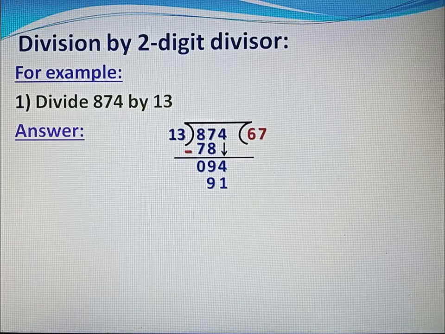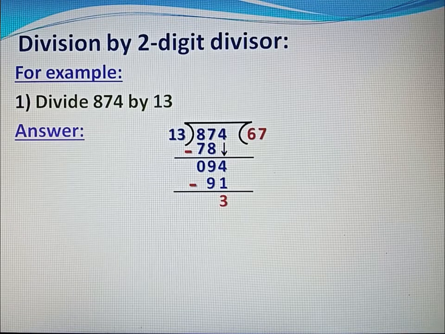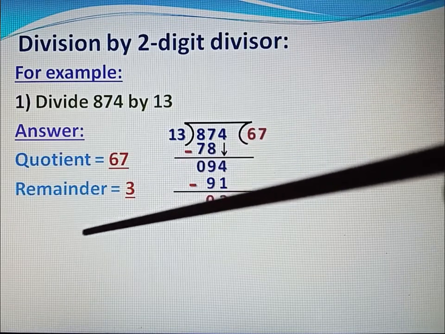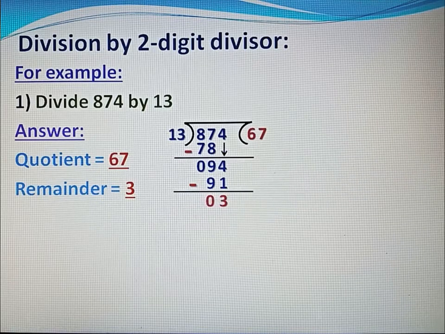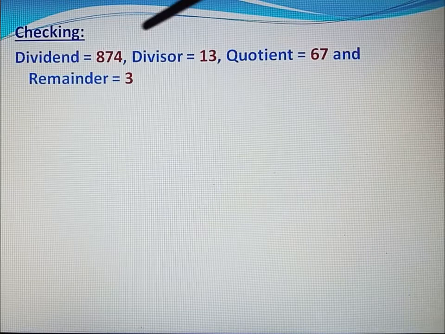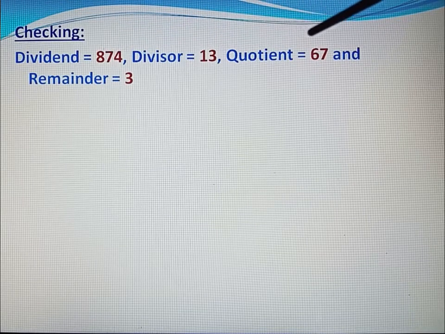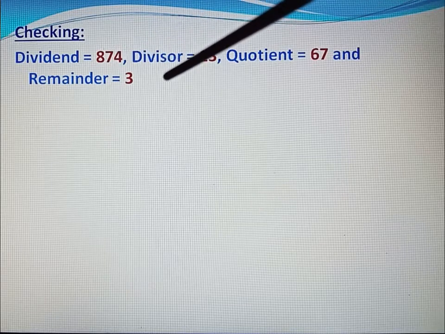And then we will do subtraction. See, 4 minus 1 is 3. 9 minus 9 is 0. Hence, quotient equals 67 and remainder equals 3. And then we will check our answer. Here, dividend equals 874, divisor equals 13, quotient equals 67 and remainder equals 3.